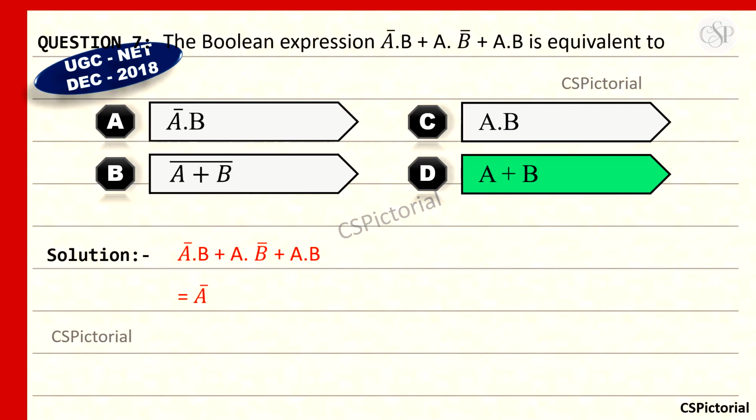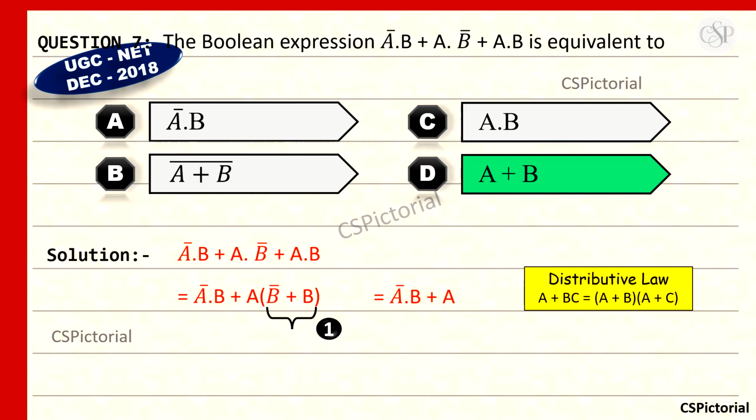First, take out the common term a and include b plus b bar within brackets. Now, according to complement law, b plus b bar becomes 1. So, we get the expression a bar dot b plus a. Applying Boolean laws, the expression is written as a bar plus a into a plus b. Again, the complement law makes a bar plus a equals 1. So, we get the final simplified expression a plus b.